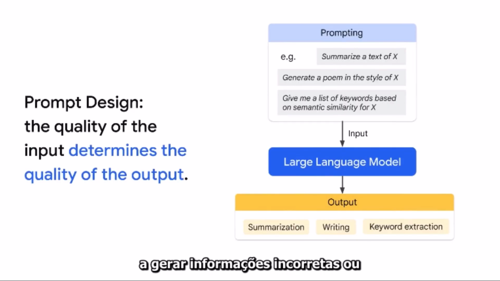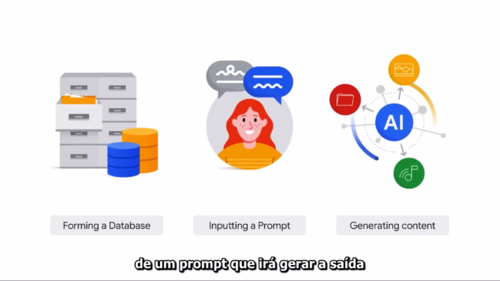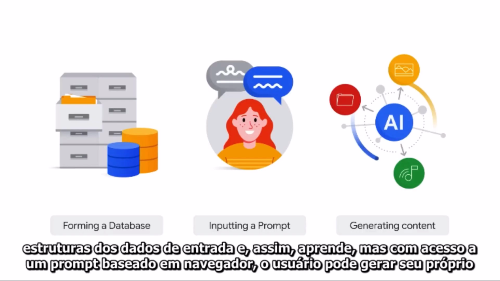A prompt is a short piece of text that is given to the large language model as input, and it can be used to control the output of the model in a variety of ways. Prompt design is the process of creating a prompt that will generate the desired output from a large language model. As previously mentioned, GenAI depends a lot on the training data that you have fed into it, and it analyzes the patterns and structures of the input data and thus learns. But with access to a browser-based prompt, you, the user, can generate your own content.